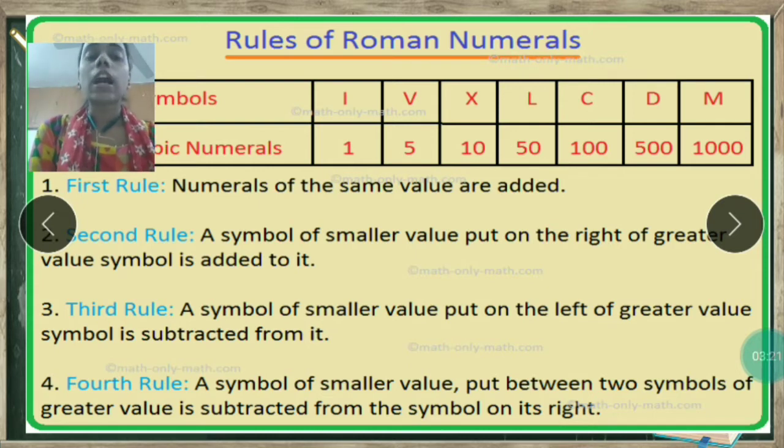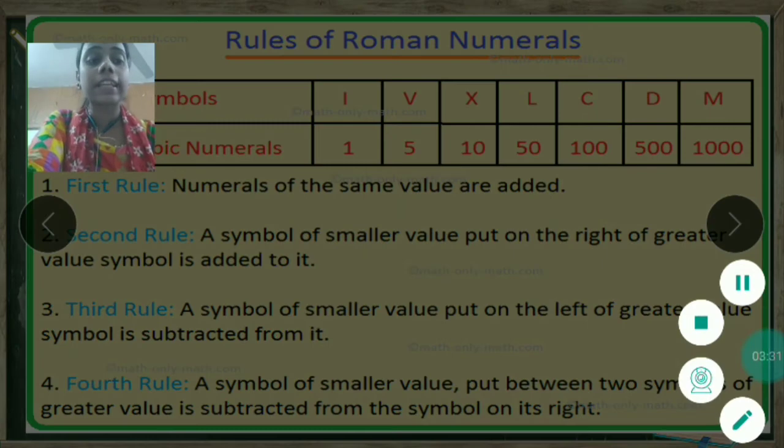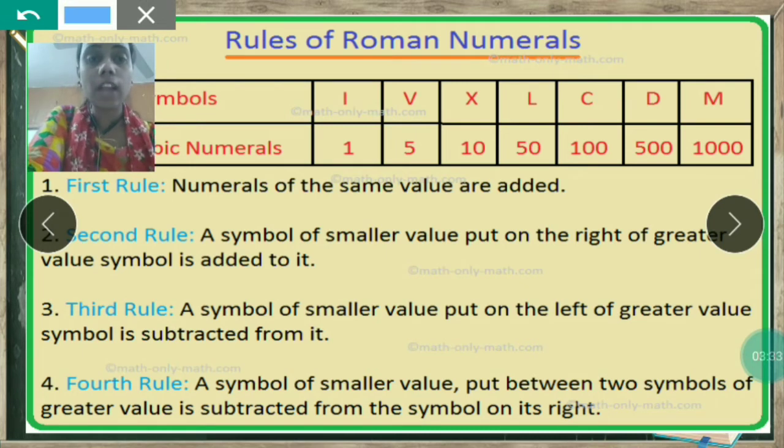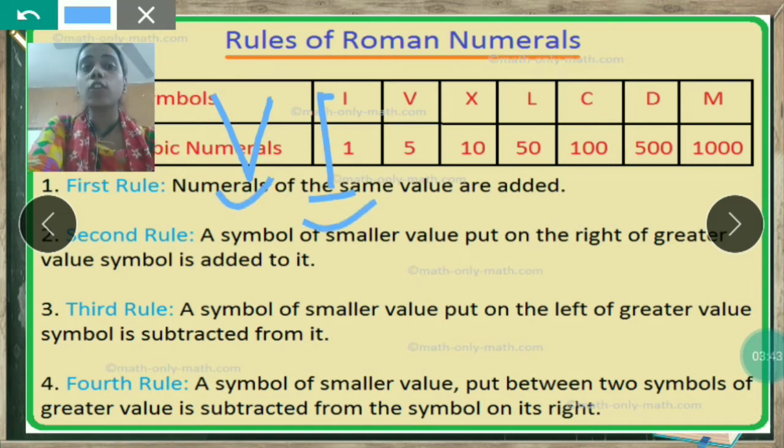Now the second rule: a symbol of a smaller value put on the right of a symbol of greater value is added to it. So what does it mean? See the example. This rule tells us, students, that if I am writing here V and I, we will see the value of V is greater, that is 5, and the value of I is 1, which is the smaller value. So if the smaller value is written to the right side of the greater value, then what will we do? We will add its value.